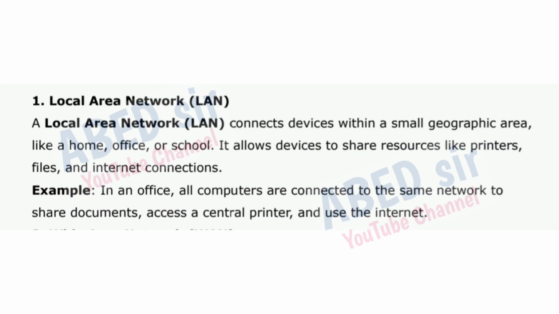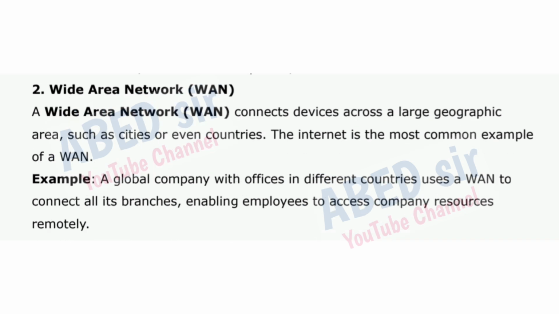1. Local Area Network, LAN. A local area network, LAN, connects devices within a small geographic area, like a home, office, or school. It allows devices to share resources like printers, files, and internet connections. Example: in an office, all computers are connected to the same network to share documents, access a central printer, and use the internet.